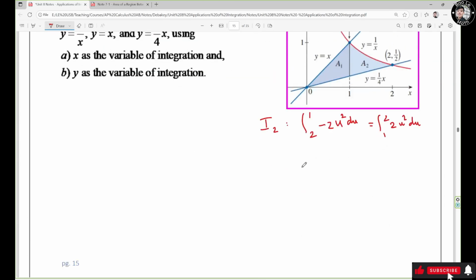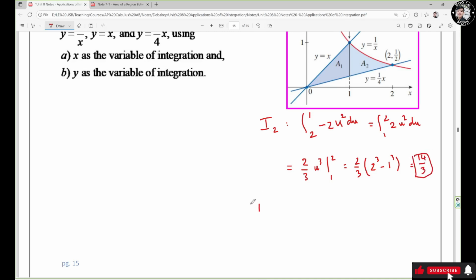Now take the anti-derivative of this one, so it could be 2 over 3 u cubed evaluated from 1 to 2. So it could be 2 over 3 times 2 cubed minus 1 cubed. So 8 subtract 1 is going to be 7. 7 times 2 is going to be 14 over 3, right?